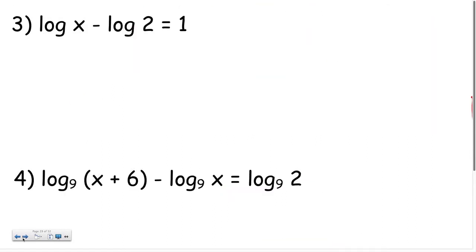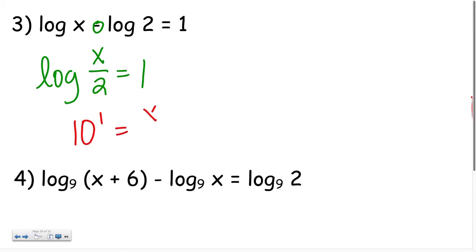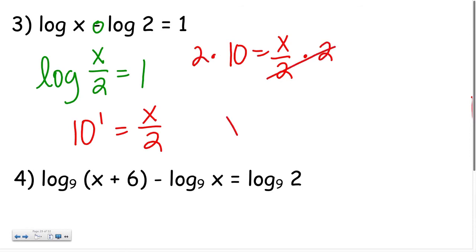All right, number 3. So I've got just a basic log x minus log 2. So I'm going to condense that down into 1. And I've got subtraction, so that's going to be x over 2 equals 1. Now I'm going to rewrite it using left, right, left. So because there's nothing there, it's understood to be 10. So 10 to the first equals x over 2. 10 to the first is just 10. And we'll get that 2 out of the bottom by multiplying. And x is equal to 2 times 10, which is 20.